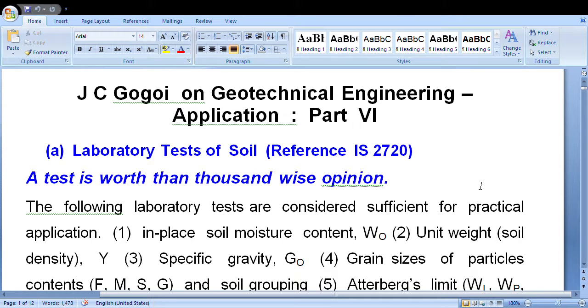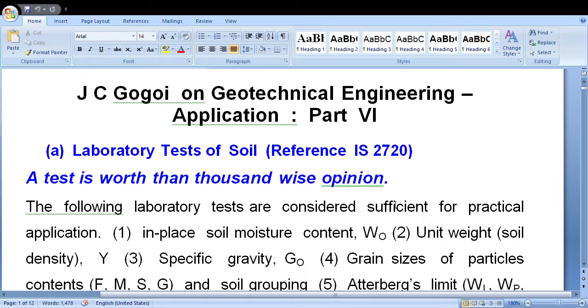Today I shall discuss the test of soil. A test is worth more than 1,000 wise opinions. So this sentence implies the importance of a test, the importance of this test.